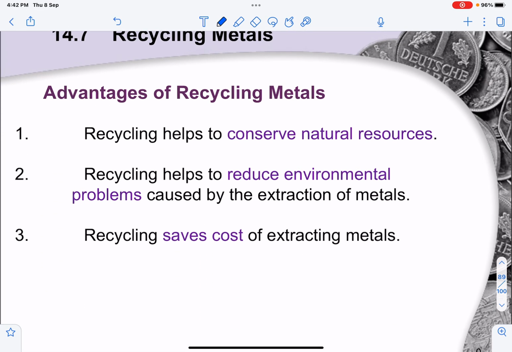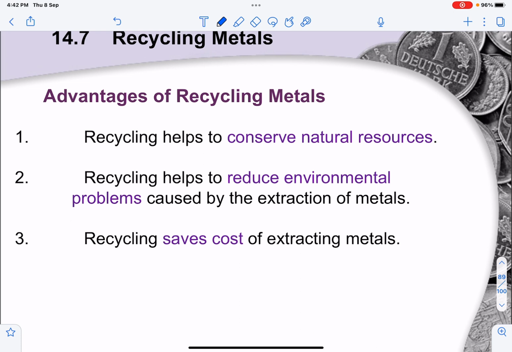Some of the advantages of recycling metals is that recycling helps to conserve the natural resources. Recycling also helps to reduce environmental problems that are caused by the extraction of metals. Recycling can also save costs of extracting metals that can be quite costly. Like, let's say your iron extraction from hematite, it's actually a very expensive process because you have to spend a lot of money to build the infrastructure to withstand the high temperature and so on.